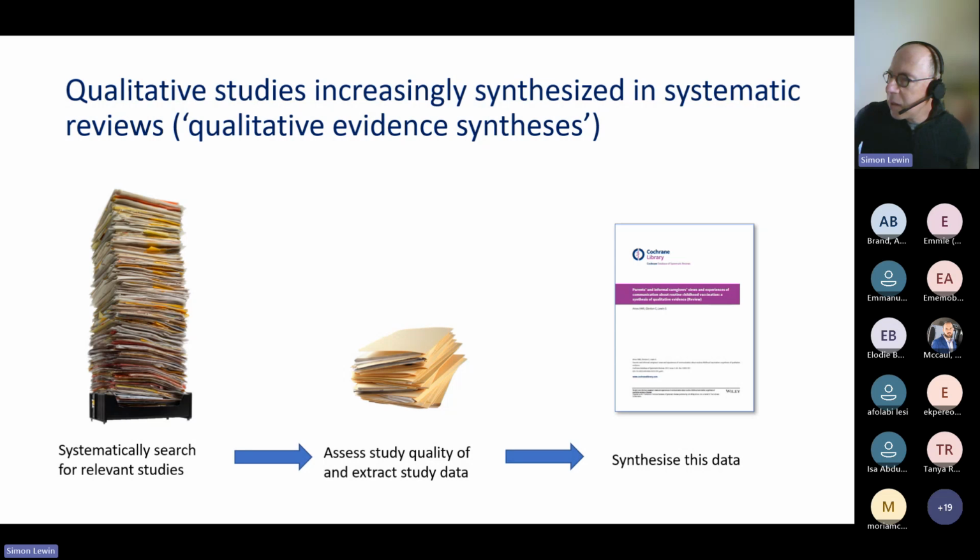And increasingly, qualitative studies are being synthesized into systematic reviews, which we sometimes call qualitative evidence syntheses. And the process for doing this is the same as one might use for other kinds of evidence, like studies of the effectiveness of interventions, and so on. So we would start off by systematically searching for relevant qualitative studies. When we found ones that are relevant to our question, we would assess their quality or the rigor of those studies, and then we would use a qualitative process of analysis to synthesize those data.